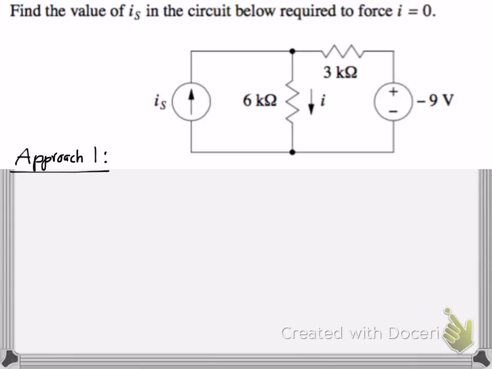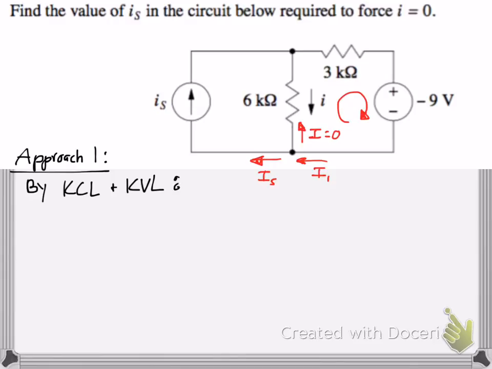It asks us to find the value of the current source in order to force the current at the center, across that resistor of 6 kiloohms, to be 0. So one approach we can do is by KCL and KVL. We can do the loop rule here, and by showing where the currents are, we know the current source has to sum at that point with the original current there, which should be 0 from the given information, so we have to force it to be 0.